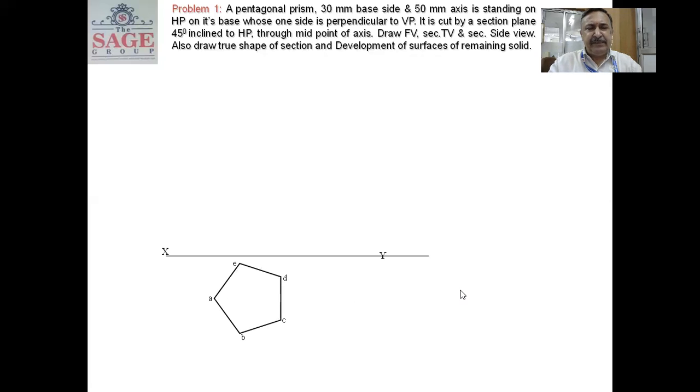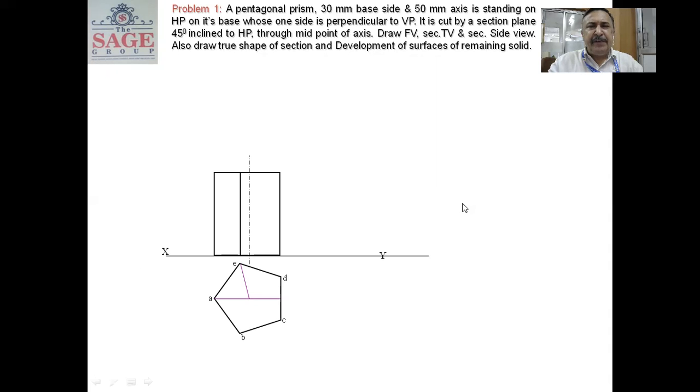So this is our pentagon. Now we name it A, B, C, D, E. Then project it and complete its front view. As we know, the faces of a pentagonal prism are rectangles. And also we find the center of the pentagon, which gives us the axis. The axis is required for finding that point from which the cutting plane passes through.